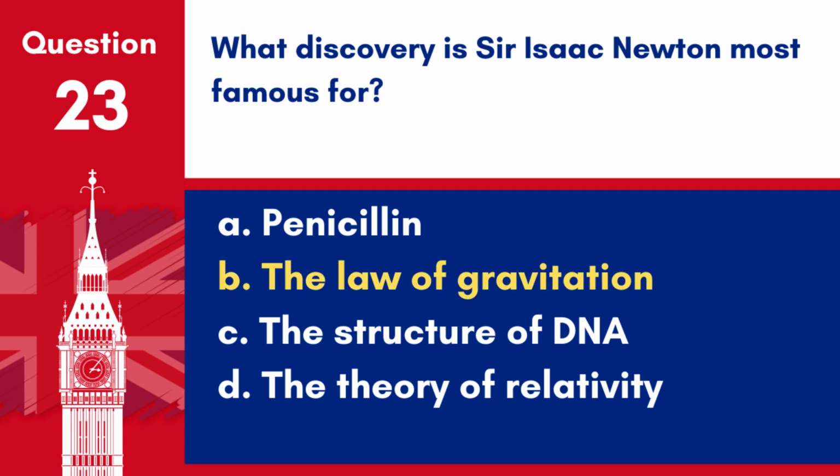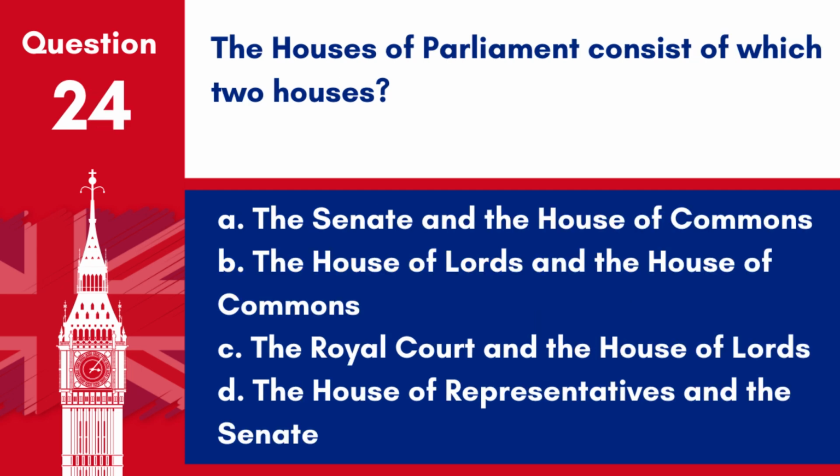Answer B. The law of gravitation. Sir Isaac Newton is most famous for formulating the law of gravitation, a fundamental principle of physics. Question 24. The Houses of Parliament consist of which two houses? A. The Senate and the House of Commons. B. The House of Lords and the House of Commons. C. The Royal Court and the House of Lords. D. The House of Representatives and the Senate.